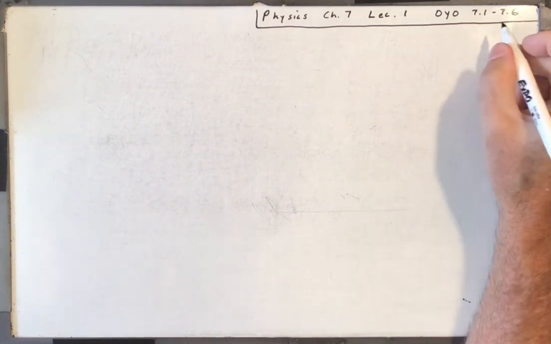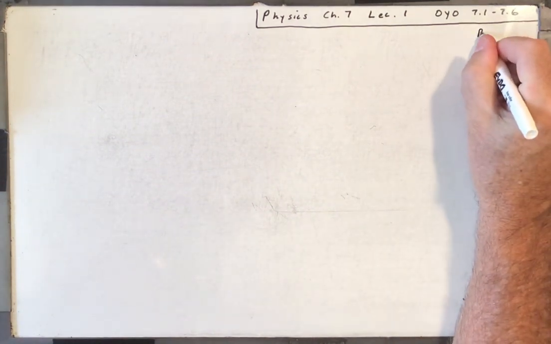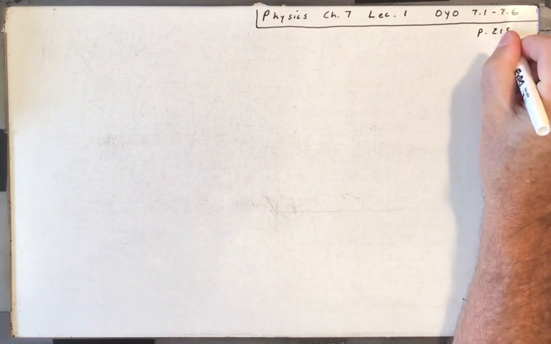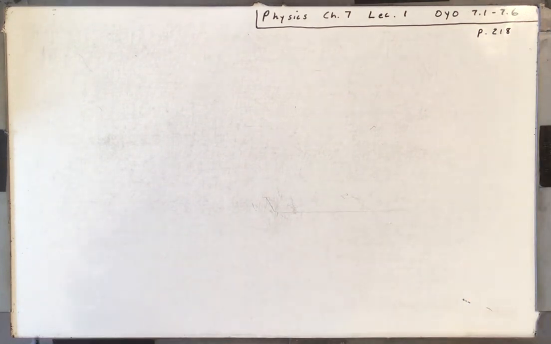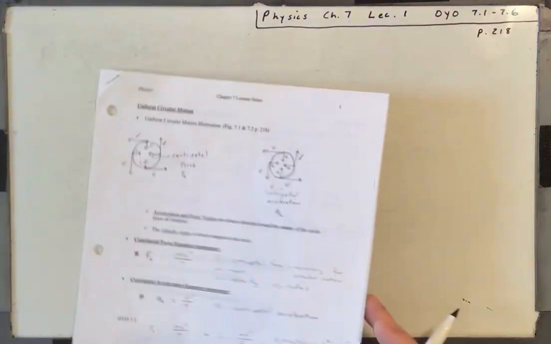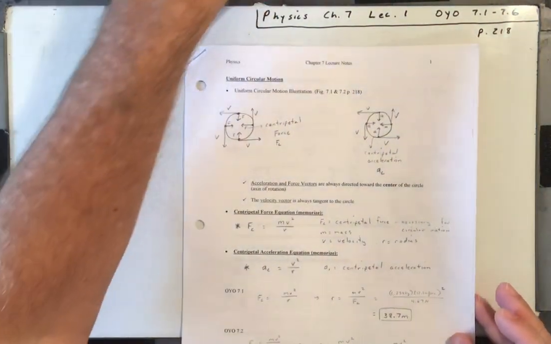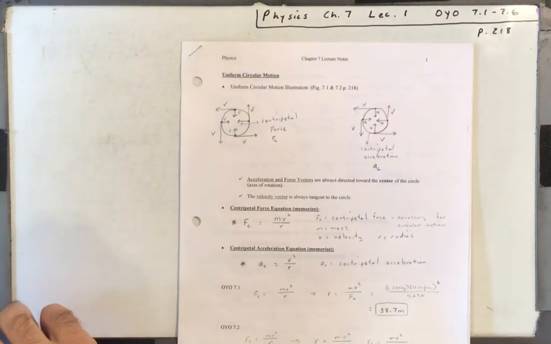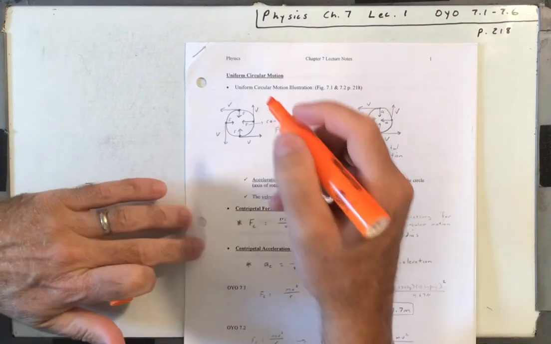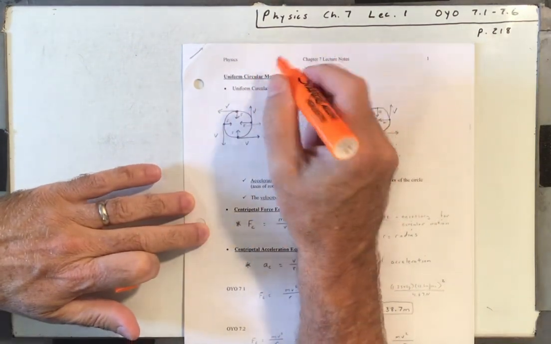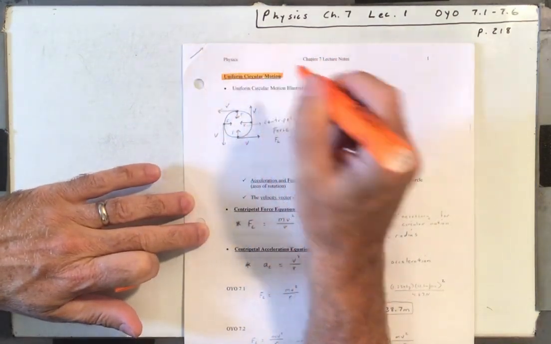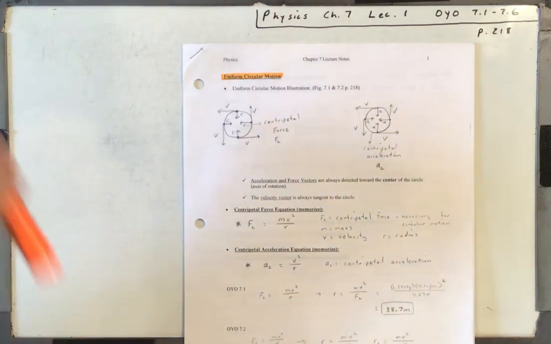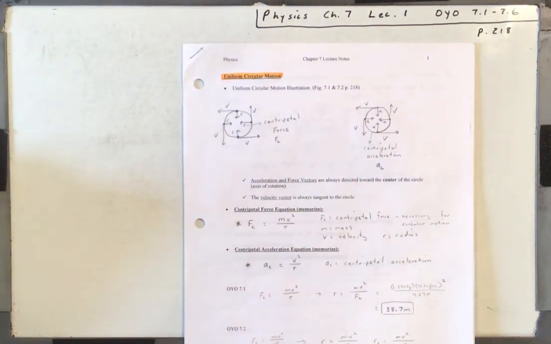The first thing I want you to look at, so open up to page 218 to start. You also need to have your notes and your calculator, maybe a highlighter as well. This chapter is about uniform circular motion. It's when something travels in a perfect circle, repeatedly passing the same point.